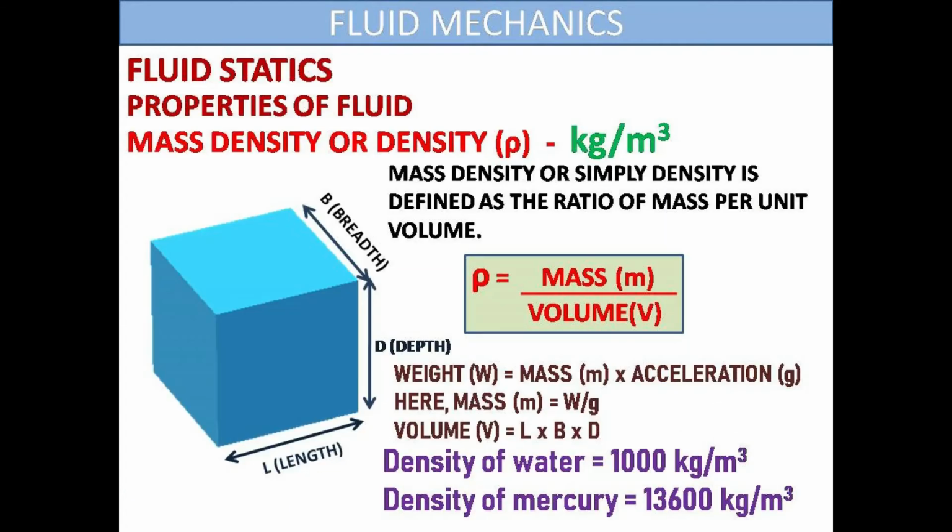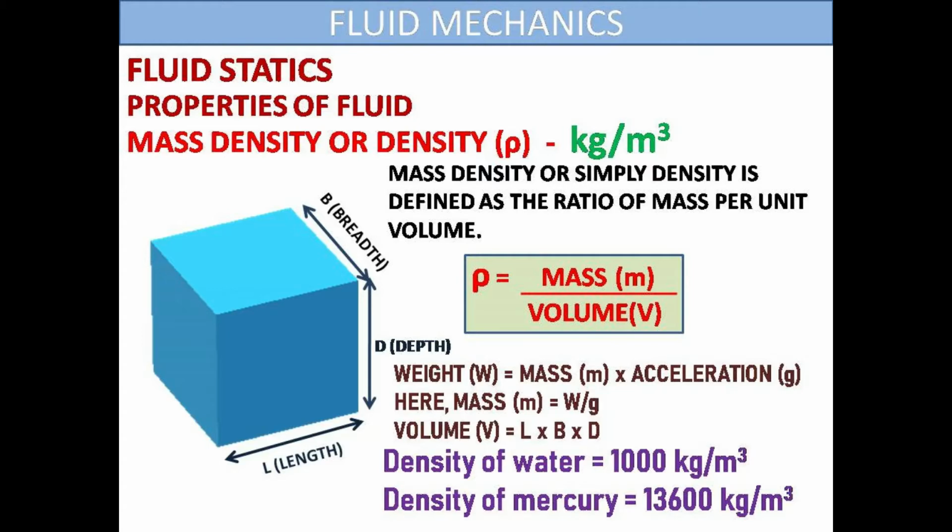Property 1. Density of a fluid. Density is also called mass density. It is denoted with ρ. Density of a fluid is defined as mass of the fluid per unit volume. ρ is equal to mass, m, by volume, V. Volume, V, is the product of length, breadth, and depth.